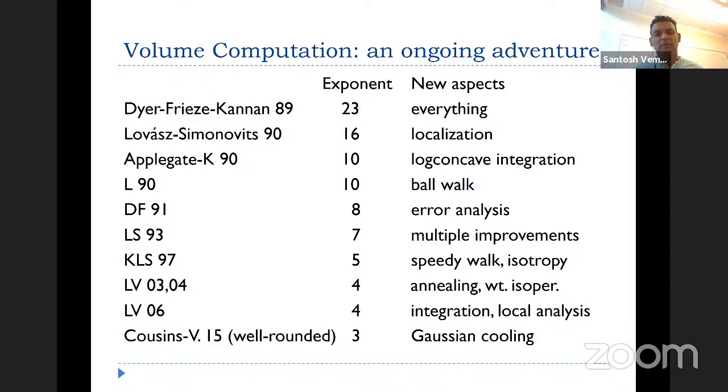So in other words, it doesn't have to be the entire body, most of the body. More precisely, we say that a body is well-rounded if it contains a unit ball and is mostly contained, let's say half of the body is contained, in a ball of radius of order square root n. That's what well-rounded means, and we'll see that again.